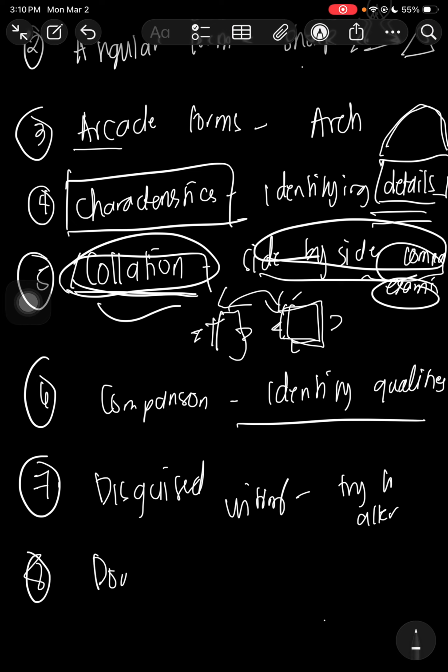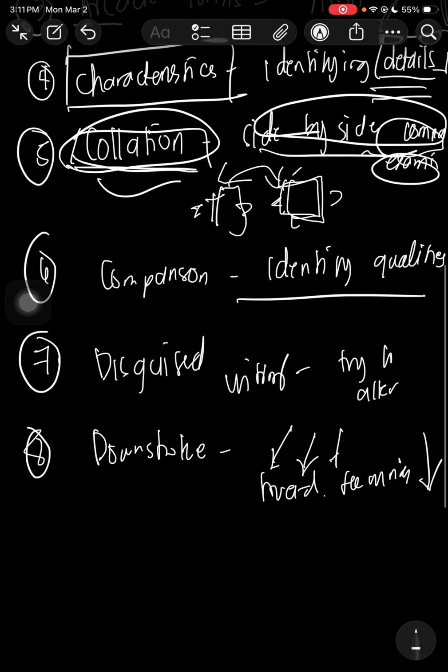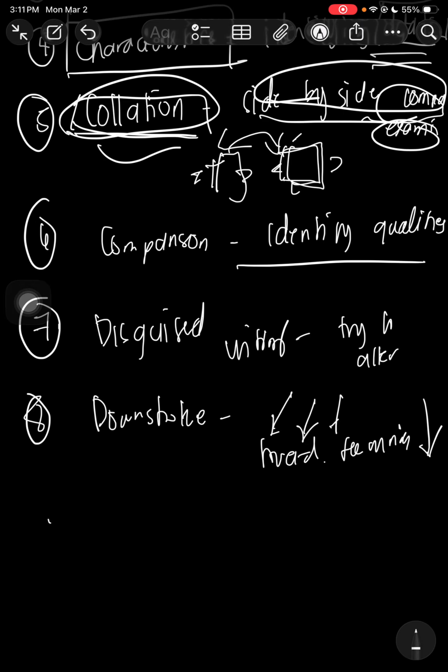And next is the downstroke. Downstroke. The movement of the pen toward the writer. So, downstroke, papunta sa atin lagi ha. Toward the writer. So, pababa. Papunta sa atin. Next is the form.